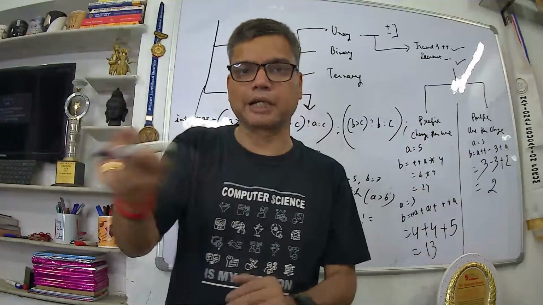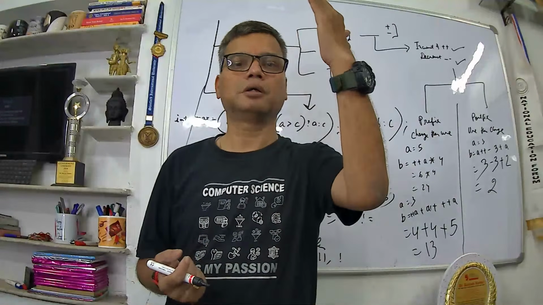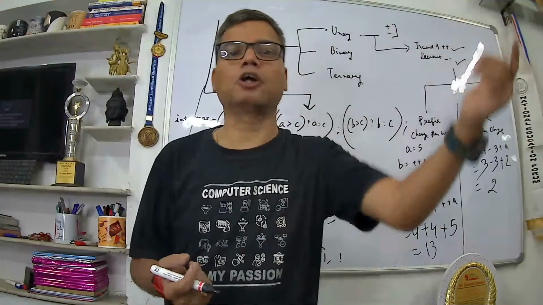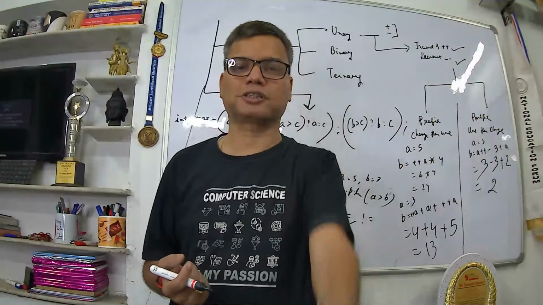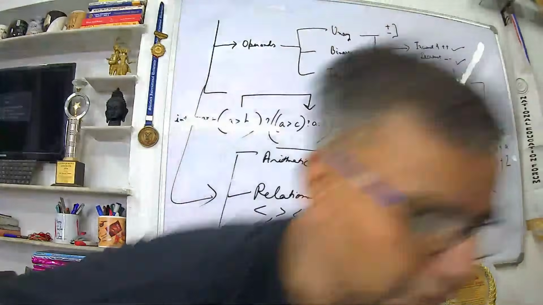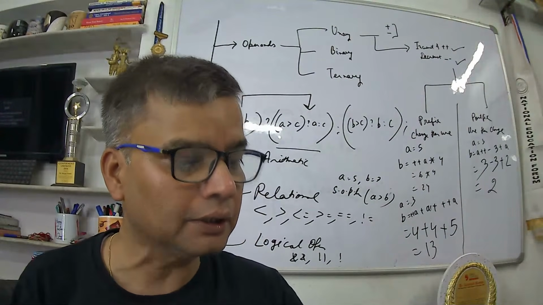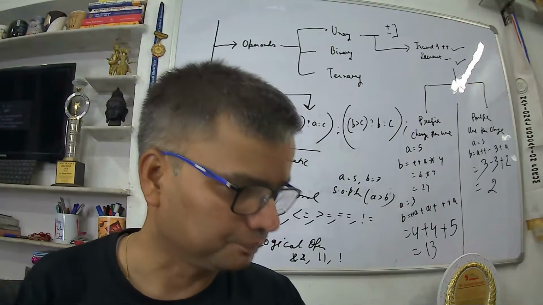Right? If I say A greater than B and I apply not, then if it is true, the not operator will result in false. Are you clear with the operators? And, or, and not are the logical operators, then the arithmetic operators, and then the relational operators.